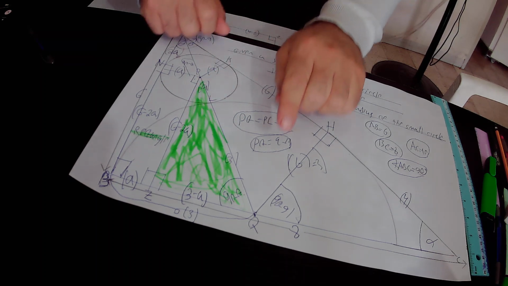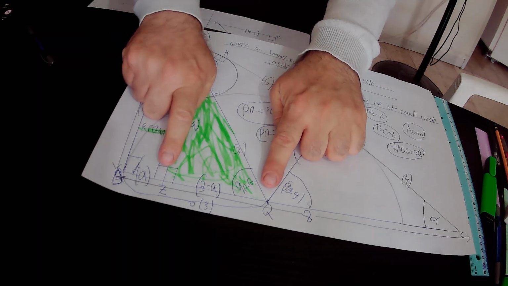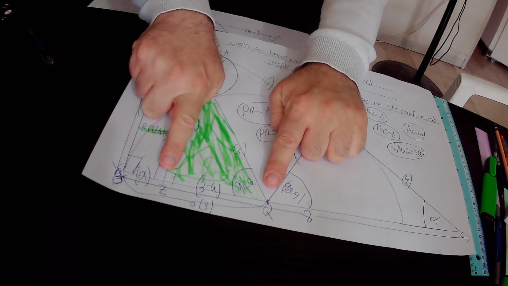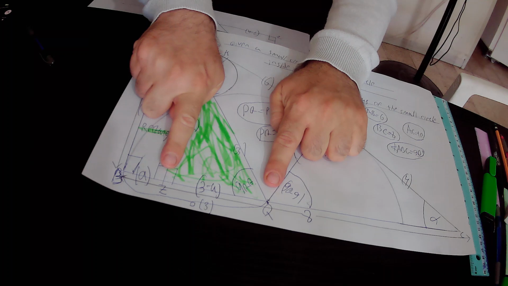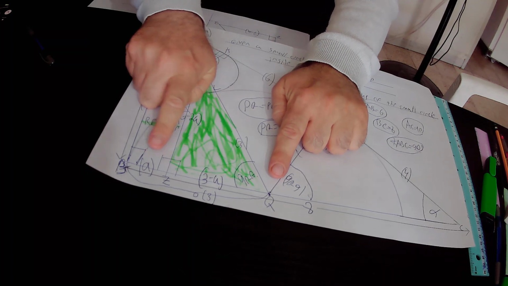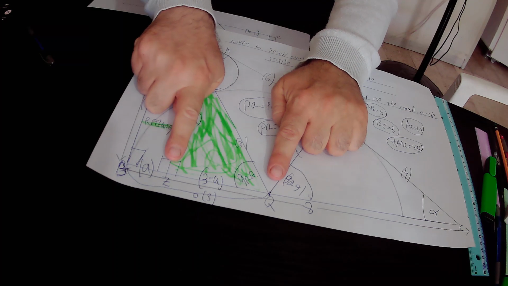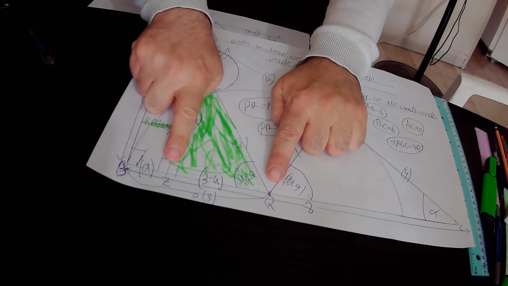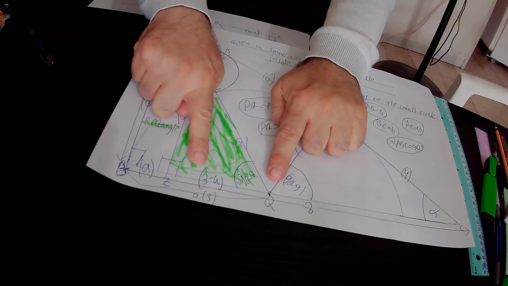What is the length of this side ZQ? From the diagram it is very easy to see that ZQ equals BQ minus BZ. BQ is 3, BZ is A, so in total ZQ equals 3 minus A.